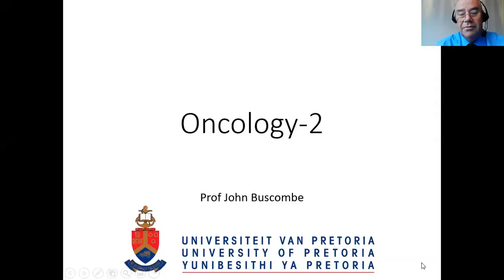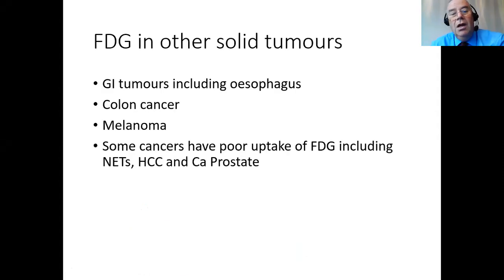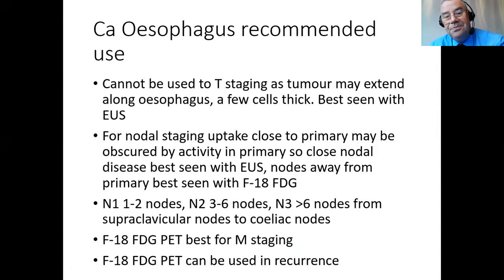Okay, so the second half. We're going to look basically with PET, first of all, at some other diseases with FDG, and then look at some non-FDG PET. There are some interesting agents coming along. So we're going to talk about solid tumors, other solid tumors, not lung. That's things like esophagus, colon, melanoma, and some other ones as well.